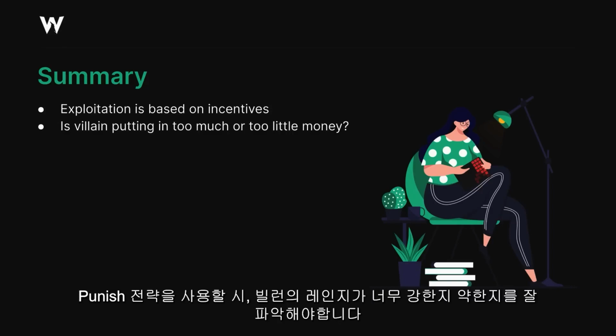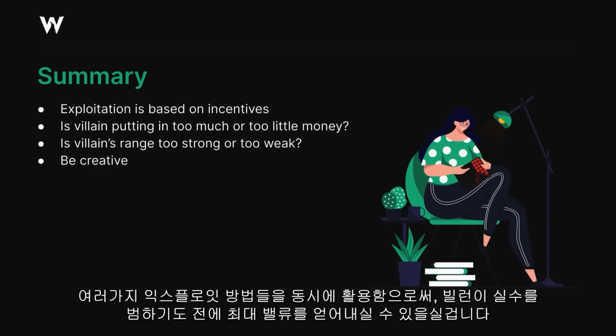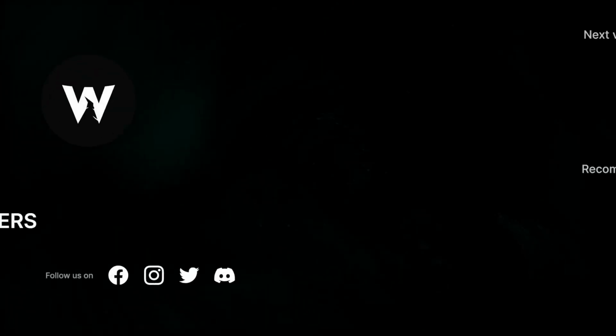When it comes to the punish exploits, what we care about is whether our opponent's range is too strong or too weak. Be creative. There are multiple ways in which you can manipulate your range to be stronger or weaker, and you can stack multiple exploits to take maximum advantage of your opponent, even multiple streets before the mistake even happens. That's all for this presentation.